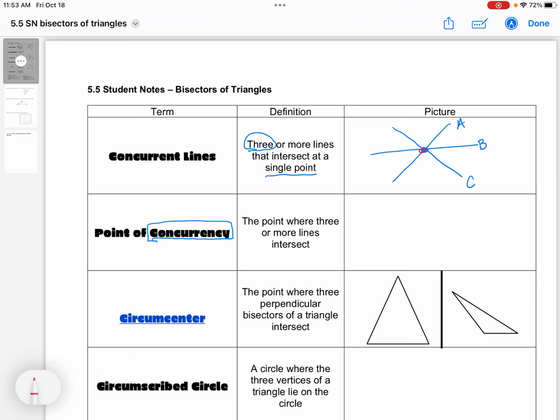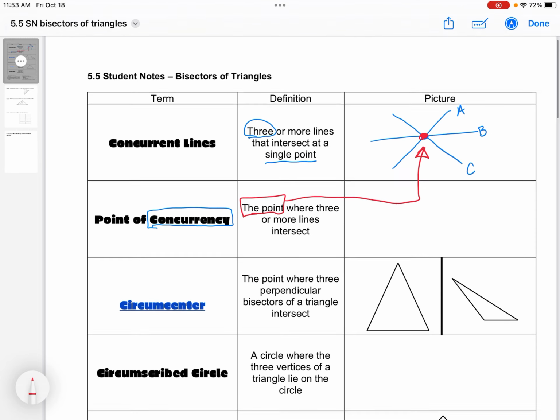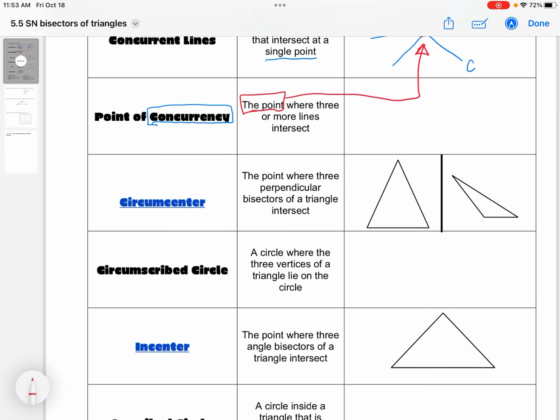The point of concurrency would be the point where the lines intersect. So this point would be the point of concurrency. It's where the lines intersect. Okay, now here come these different triangles that we're going to talk about in a couple different places, because these are concurrent. These are points of concurrency, is what we're going to look at in different places in different triangles.